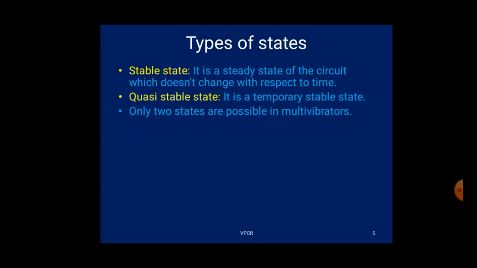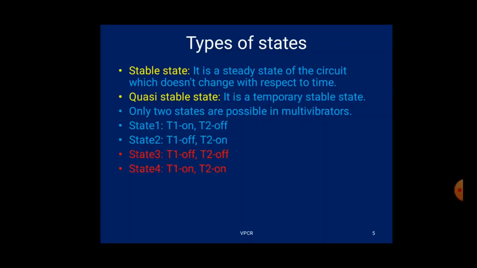Now you have two transistors, so you will have four cases. State 1 is T1 on and T2 off; state 2 is T1 off and T2 on; state 3 is T1 off and T2 off; state 4 is T1 on and T2 on. But here state 3 and state 4 are not possible in a multivibrator. Again, go back to the normal definition. In that definition we understood that those two transistors are cross coupled.